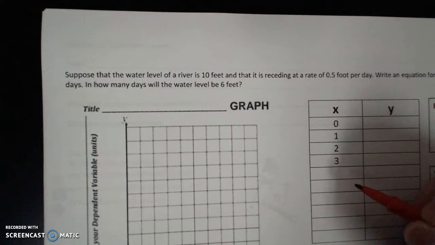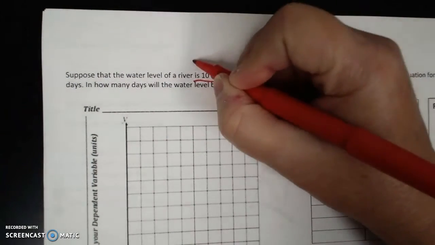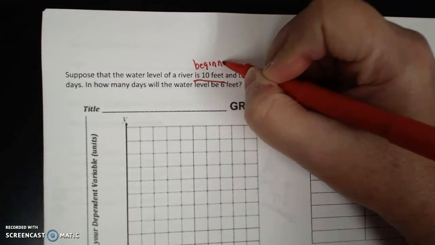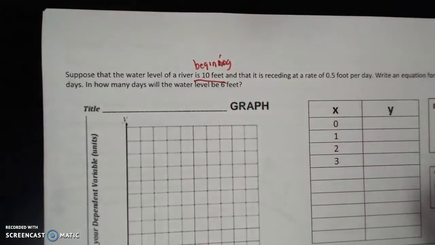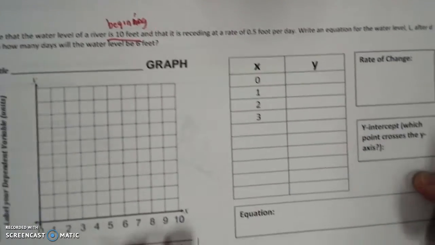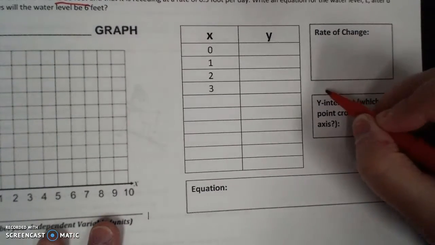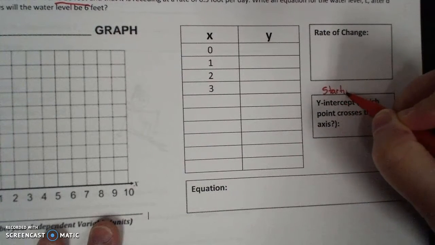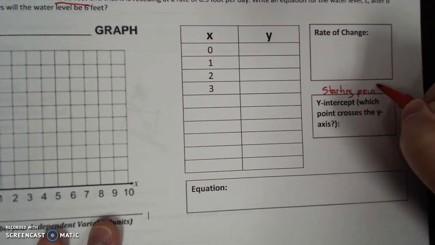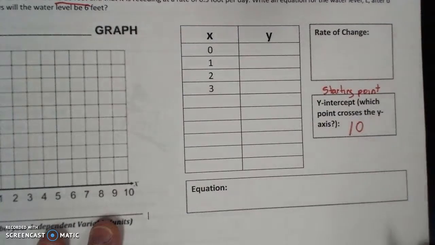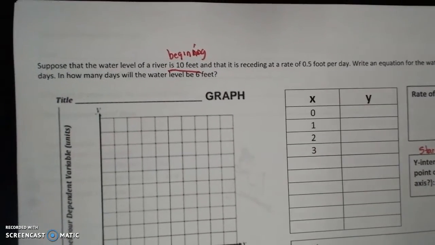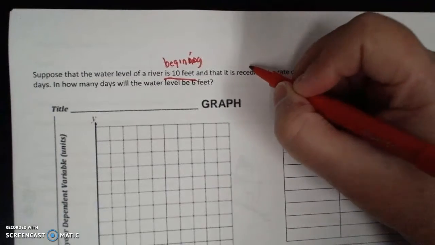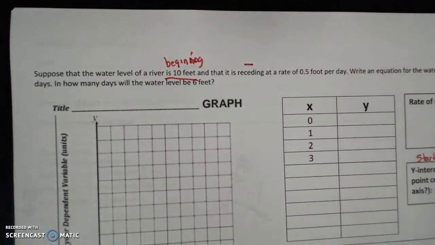Suppose that the water level of a river is 10 feet. Where did the river start? It started at 10 feet. My y-intercept is my starting point. So right now I know that my y-intercept is 10. And that is receding. Receding means going down, so I'm going to put a minus sign there.